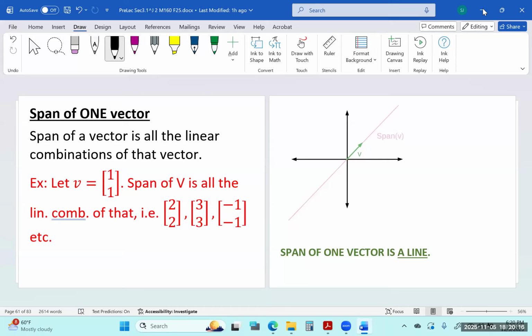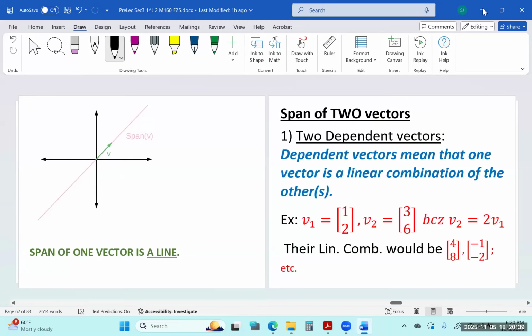So if you have only one vector in R2, the span is just a line. It means one vector can cover only a line in 2D space. It cannot cover the entire space. Only a line can be covered by that.